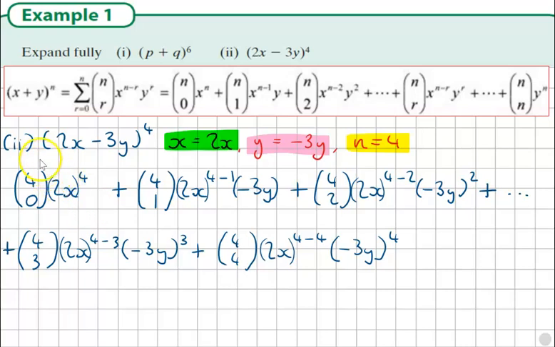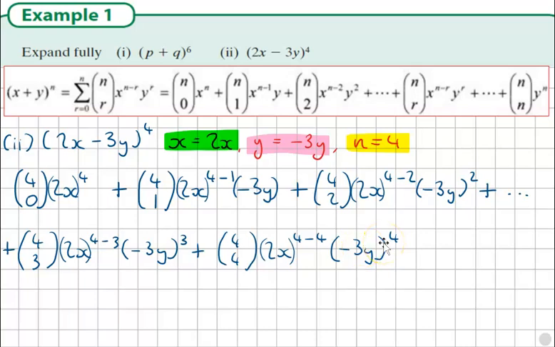So notice the pattern. We have 4 choose 0, 4 choose 1, 4 choose 2, 4 choose 3, 4 choose 4. Then in terms of the x, we have (2x) to the power of 4, (2x) to the power of 4 minus 1, (2x) to the power of 4 minus 2, (2x) to the power of 4 minus 3, (2x) to the power of 4 minus 4. And then in terms of the y, we don't have a y term in the first term, but then we have (minus 3y), (minus 3y) squared, (minus 3y) cubed, and (minus 3y) to the power of 4.